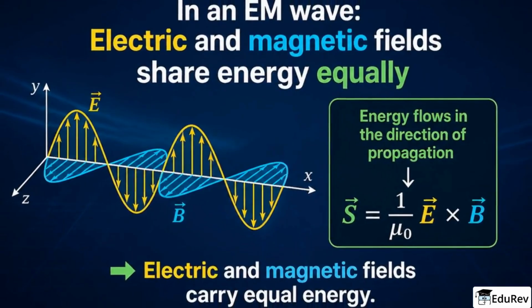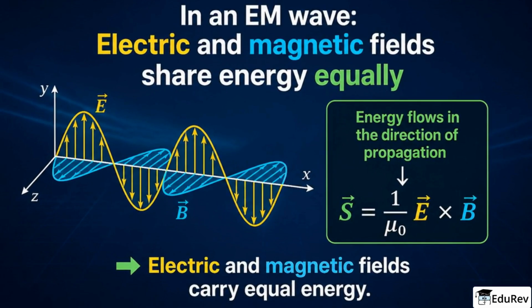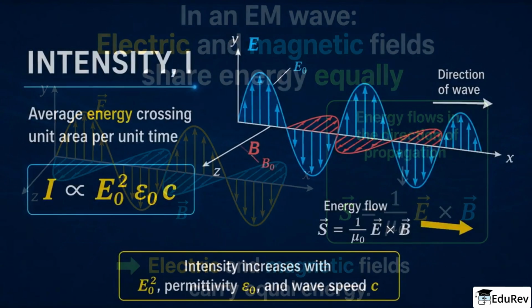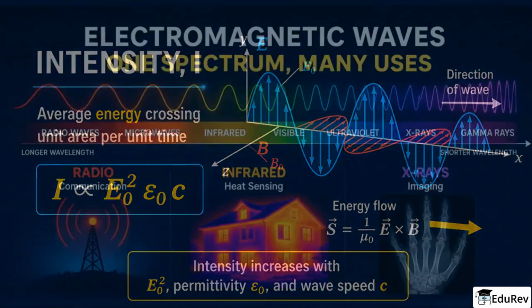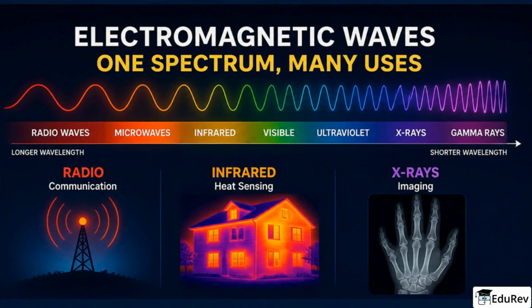The energy in an electromagnetic wave is shared equally by the electric and magnetic fields, and the flow of energy is described by the Poynting vector S equals 1 divided by mu naught times the cross product of E and B. Intensity is the average energy crossing a unit area per unit time, and for a wave it relates to E naught squared times epsilon naught and c. Electromagnetic waves cover a wide spectrum from radio waves to gamma rays, and different parts have different uses, like radio for communication, infrared for heat sensing, and X-rays for imaging.